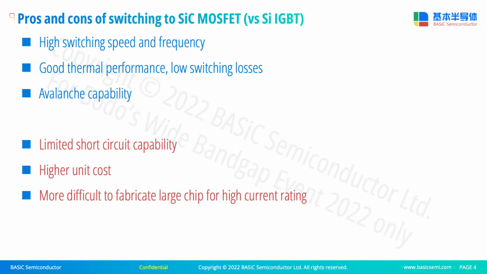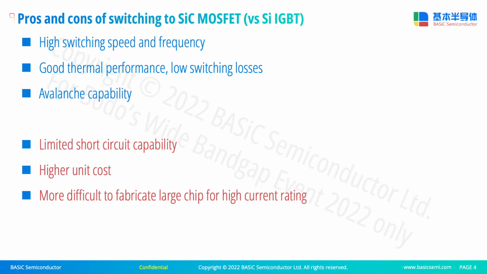Compared to silicon IGBTs, silicon carbide MOSFETs feature better switching performance, better thermal performance, and some avalanche capability. However, silicon carbide MOSFETs are not so good under short-circuit conditions. They're more expensive, and due to high defect densities on wafer material, it's more difficult to fabricate a large chip for high current rating.